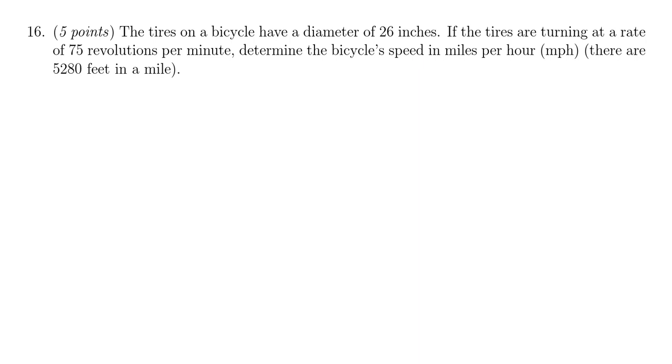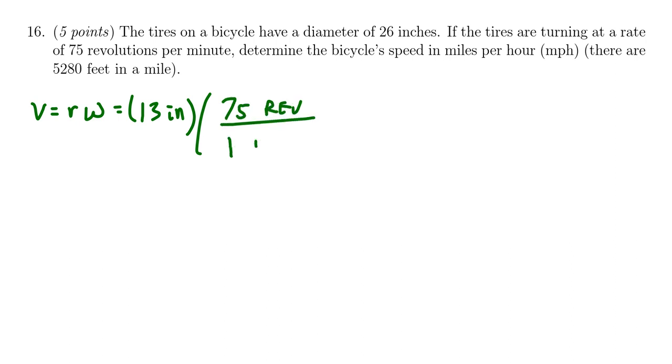And so the basic idea here is we're going to have to find the linear velocity, which is what we're looking for, v. This is going to follow from the formula r times omega, where r is the radius of the circle that's spinning. If your diameter is 26 inches, then the radius would be 13 inches, of course. And then omega here is the angular velocity, how fast is it spinning. We know that we have 75 revolutions per minute, like so. And so that's the basic formula.